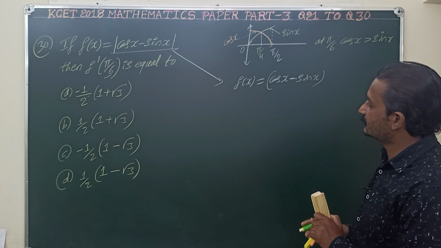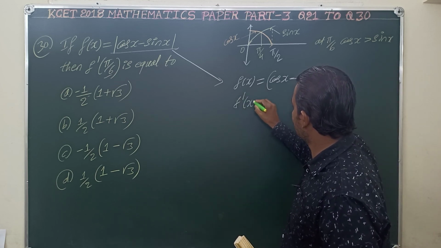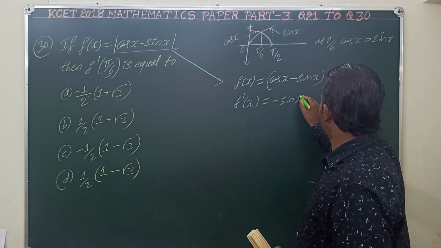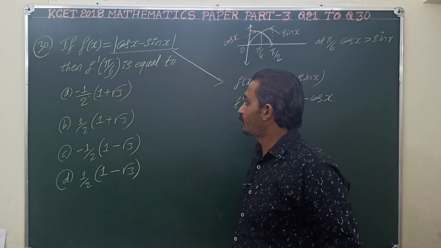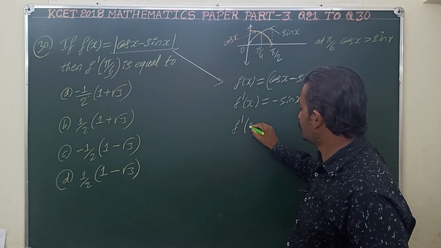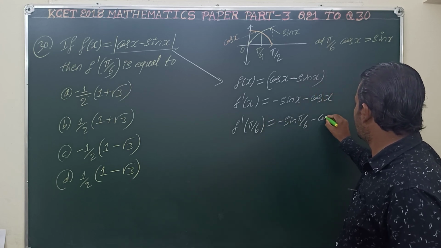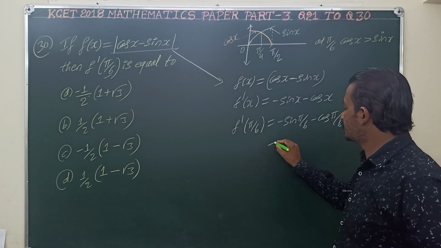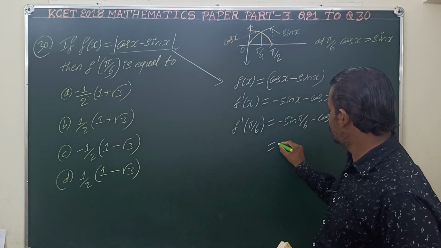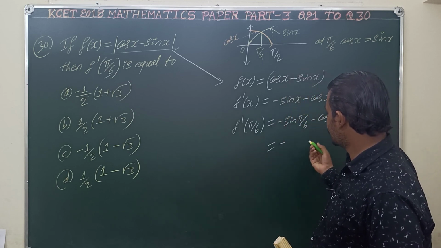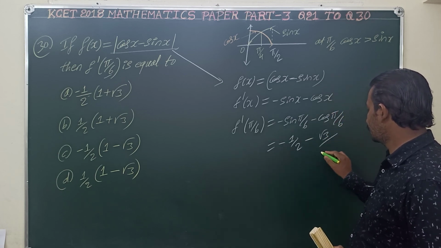Now this is the right time to differentiate with respect to x. f dash of x is equal to minus sin x minus cos x. So now apply x is equal to pi by 6. f dash of pi by 6 is equal to minus sin pi by 6 minus cos pi by 6. Pi by 6 means 30 degree, sin 30 degree is 1 by 2, cos 30 degree is root 3 by 2. Now apply the values: sin pi by 6 is 1 by 2, cos pi by 6 is root 3 by 2.